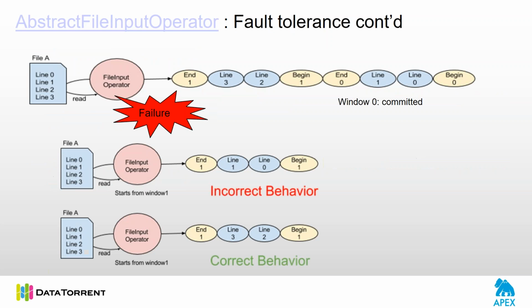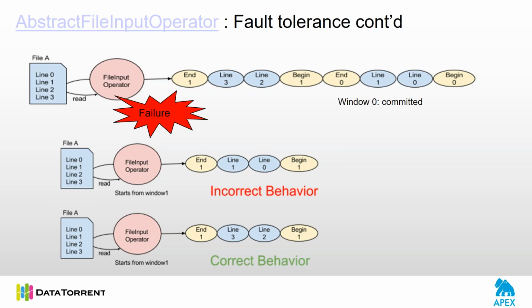So let's see this with an example. In this example, there is the file input operator, which reads from file A, and it emits out the contents of file A. What happens is that it reads line 0 and line 1, and these tuples are associated with window 0. Then it reads line 2 and line 3, which are associated with window 1. This is a very simple use case where we assume that the state is checkpointed every window.